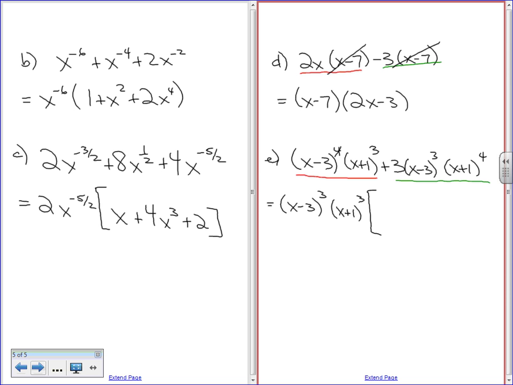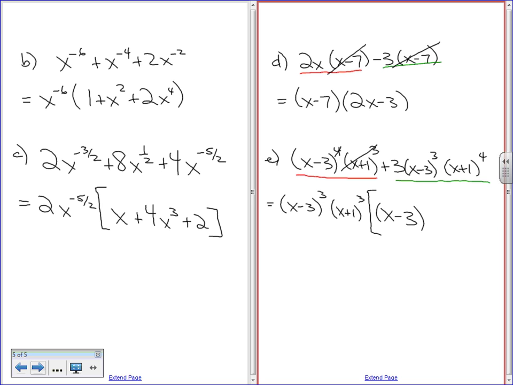X plus 1 to the 3, I've taken out. There were x plus 1 to the 3 of them. How many am I left with? None, right? So the whole thing is gone. So the only thing I'm left with from the red term is what? Right, and that's what's going to go here. You can put it in brackets if you want; you don't have to. I'll put it in brackets. Okay, so I've done the red term.